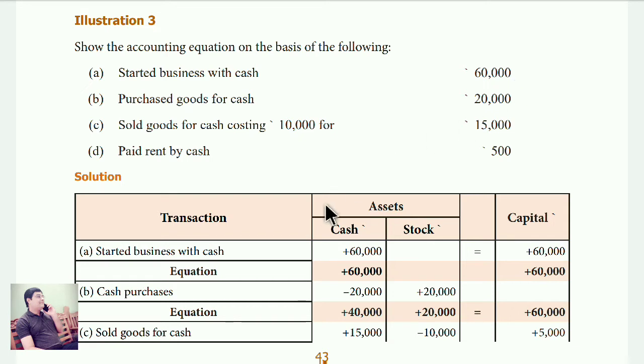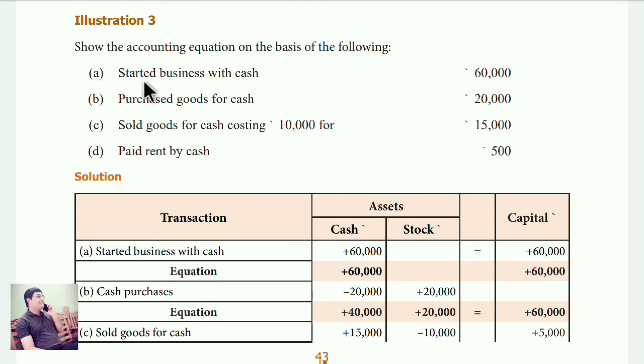So you have to open a ledger, take a new page, and in the particulars column write the transaction. In the debit column you have to write cash, in the credit column you have to write stock, and on the next page, in the debit column, you write capital.